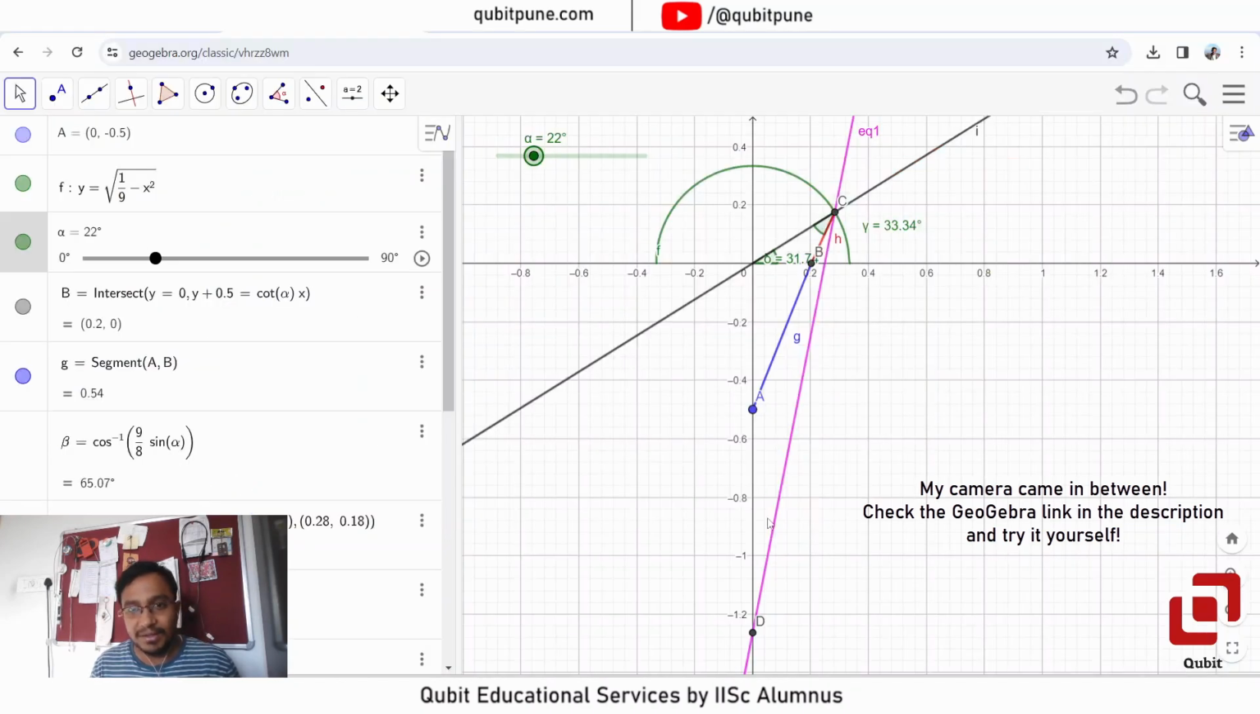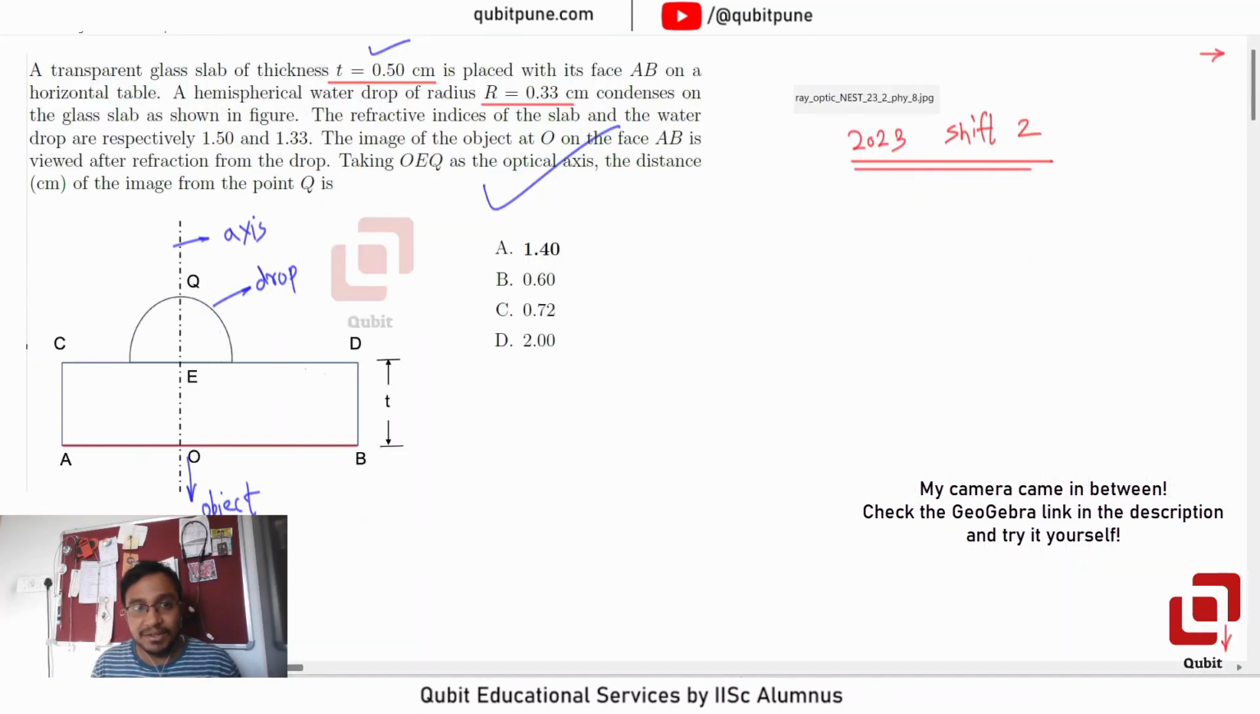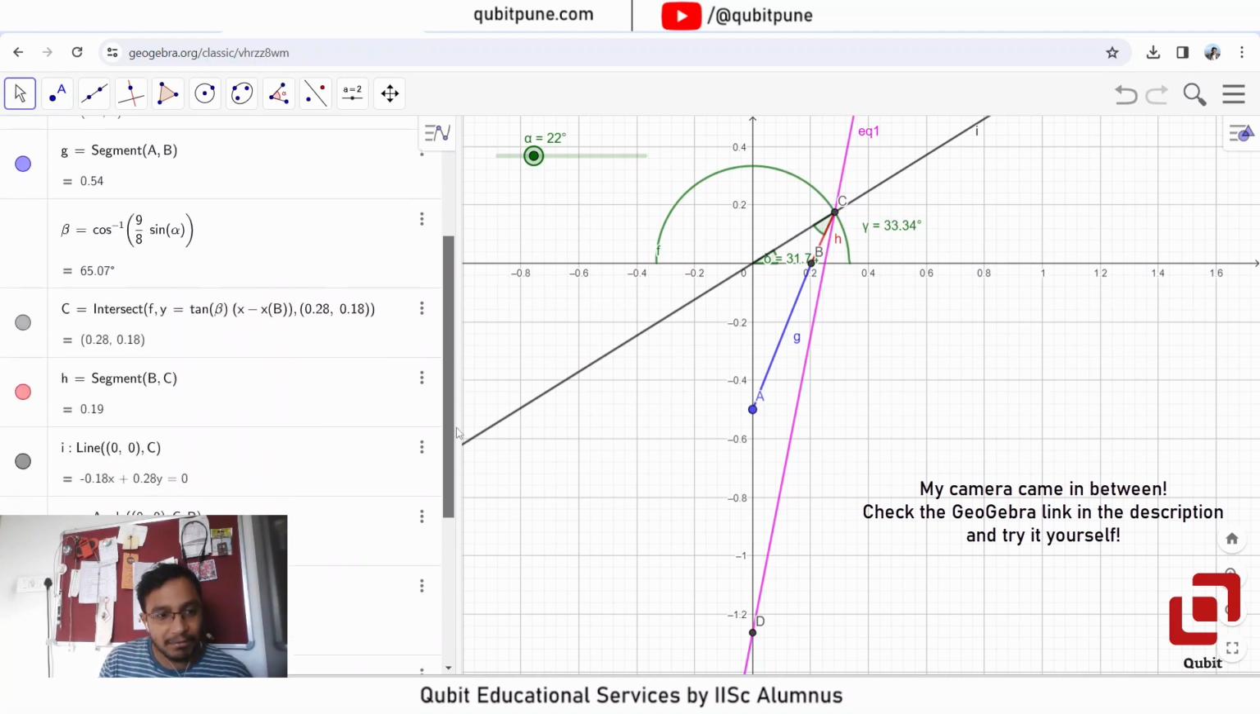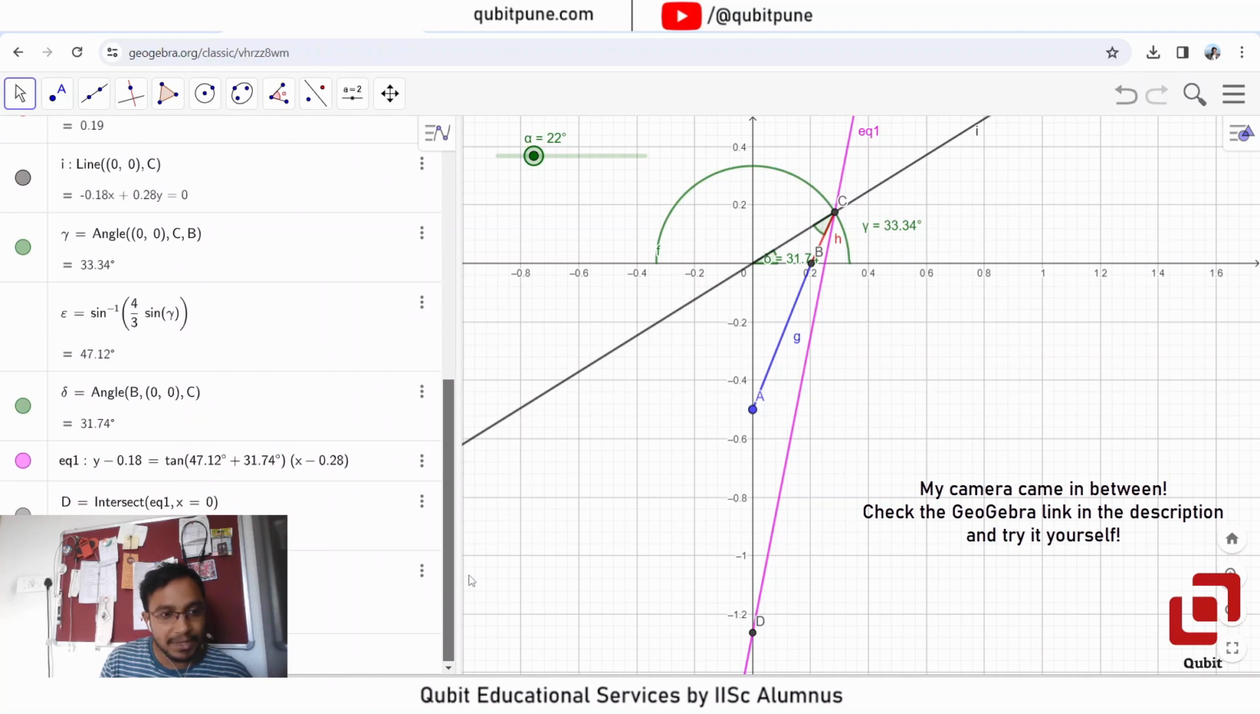So if we measure D from the top of the drop, that is Q, we would like to measure it from the point where the drop meets the y-axis, that distance. At the end here you will find the distance. At 22 degrees it is 1.66. Now look how significantly it changes if I change alpha.